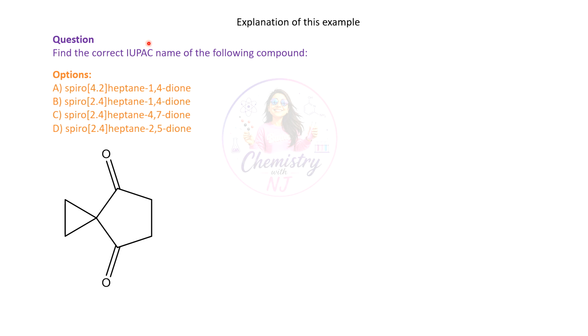Now let us solve this nomenclature question step by step. First, observe the structure carefully. Here the two rings are connected through one common carbon atom. First we have to check whether it is a spiro or bicyclo compound, and this one is a spiro compound.